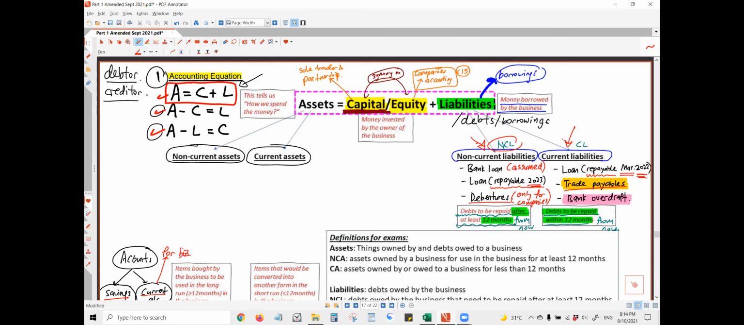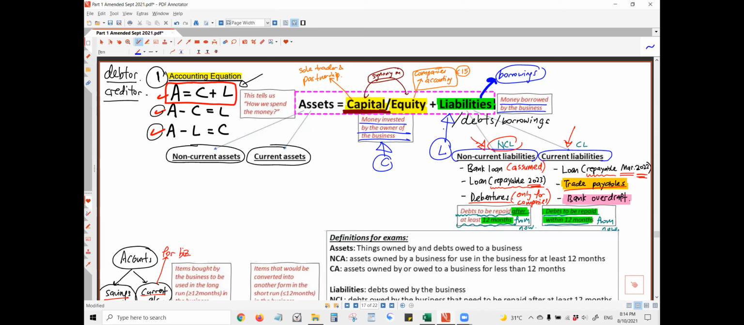Recall that capital means the investment from the owner. Sometimes you may not have enough money to run your business, so you go and borrow. When you borrow money, we call it liabilities. So C is a sum of money that you invested into the business. L is also a sum of money that you borrow from someone.